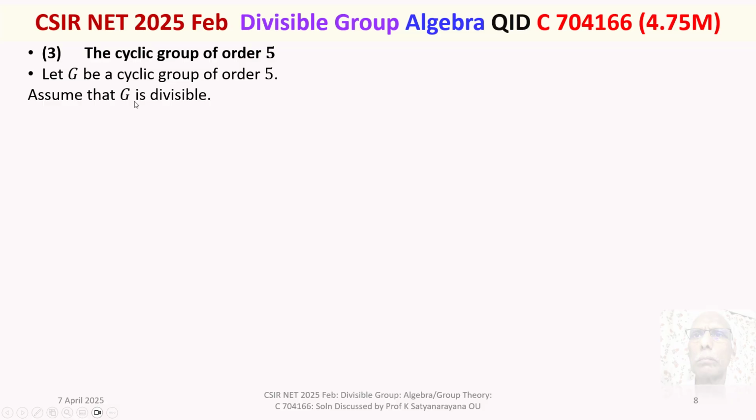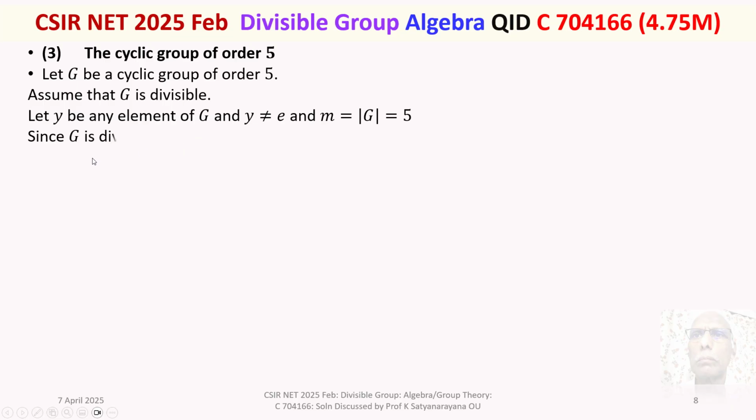Assume that G is divisible. Let y be any element of G, y not equal to e, that is, a non-identity element you take, and m is the order of G, which is equal to 5. Because G is divisible, there exists an x belonging to G such that x to the power m is equal to y. That is, x to the power order of G is equal to y.